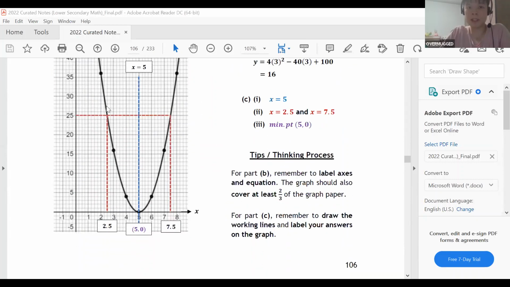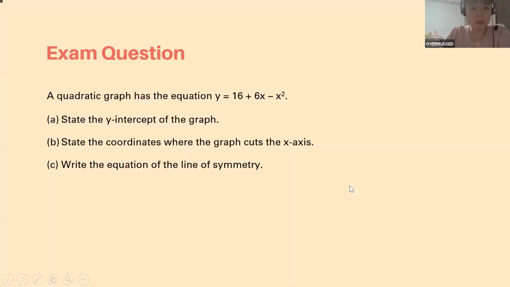Alright, then let's try an exam question, going back to the slides. There are two exam questions to try. This kind of question can appear in paper 1 or paper 2. No graph is given to you. You have to purely solve it using mathematical logic. So a quadratic graph has the equation like this. State the y-intercept of the graph. Should be easy, right?